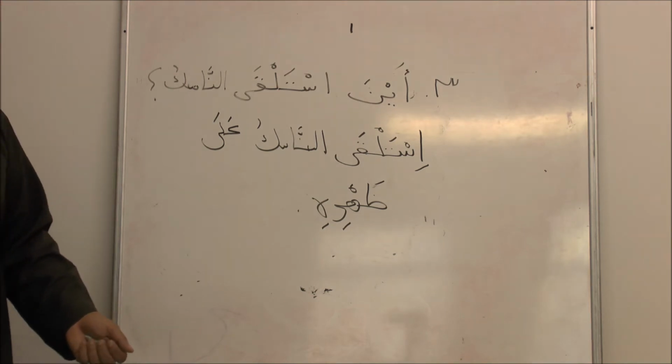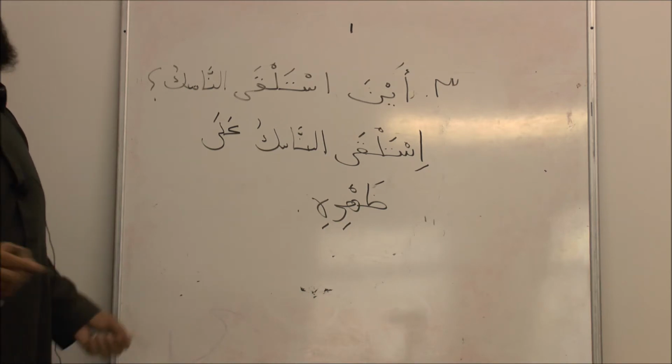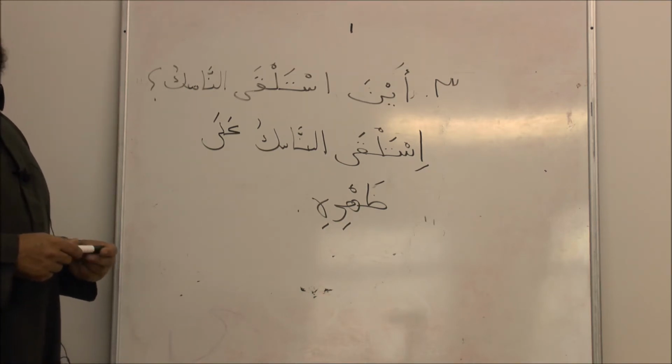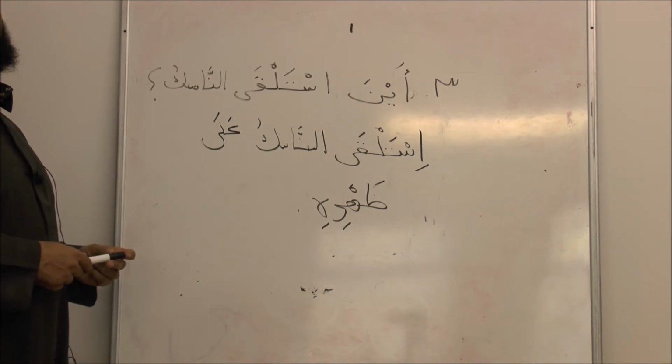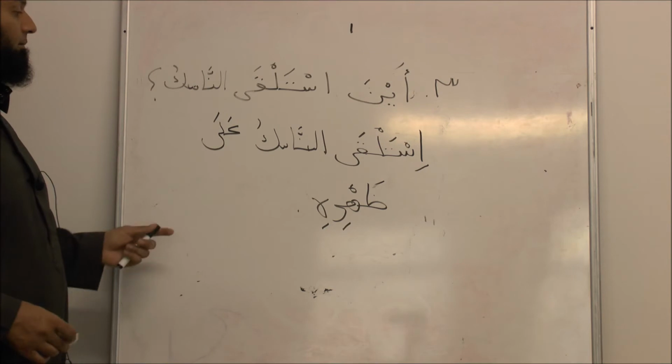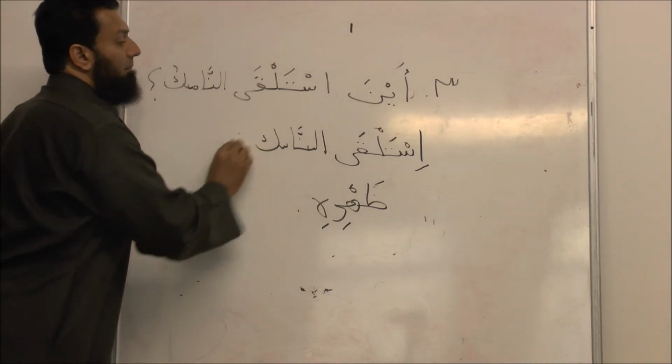So remember how that changes with the other forms, different conjugations. It becomes استلقيت, like that, from the beginning. Okay? That clear?